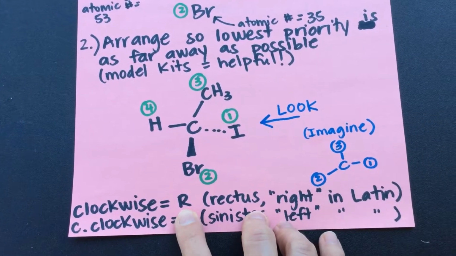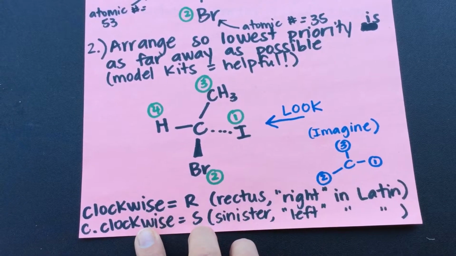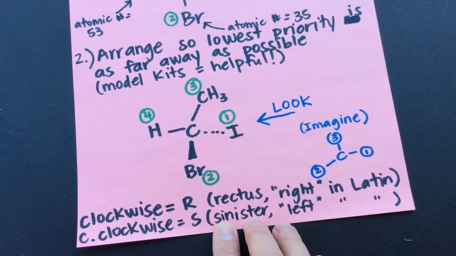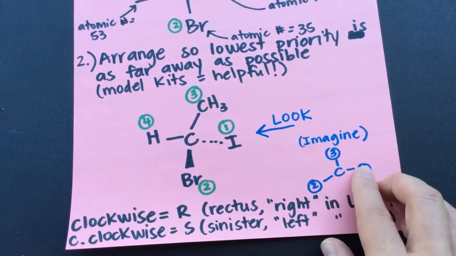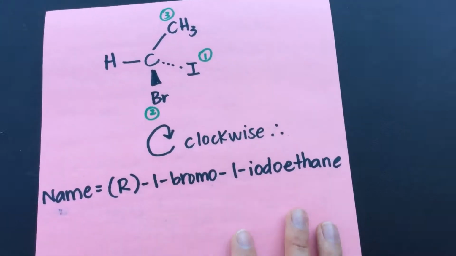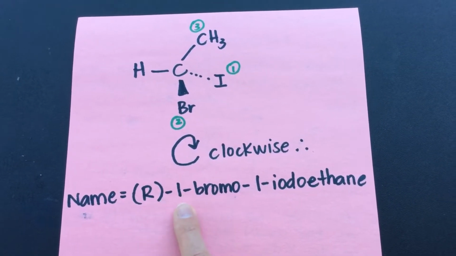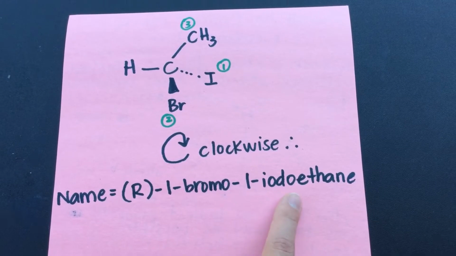So that stands for R. That means right, rectus in Latin. If it's counterclockwise, it's S for sinister, which means left in Latin. So this one's going clockwise. What does that tell us? That tells us that the name is R-1-bromo-1-iodoethane.